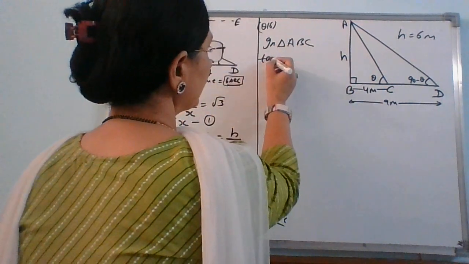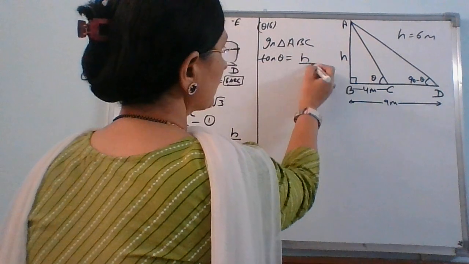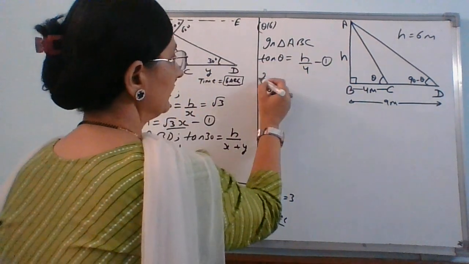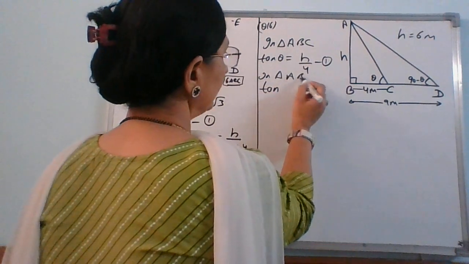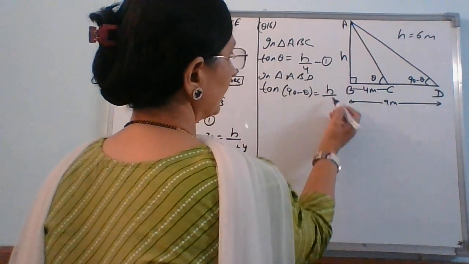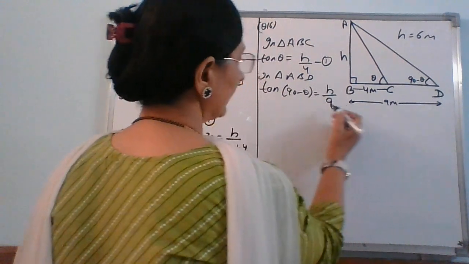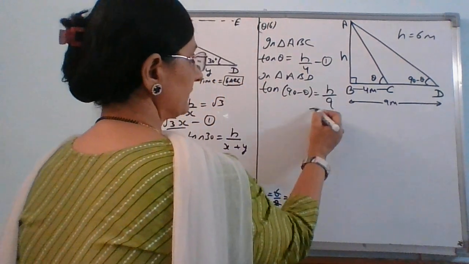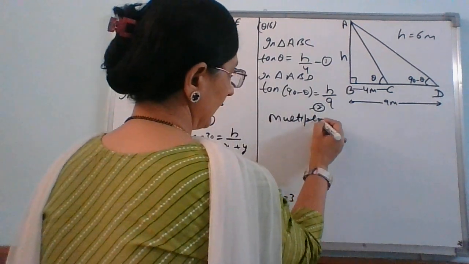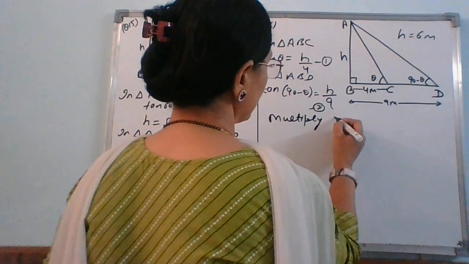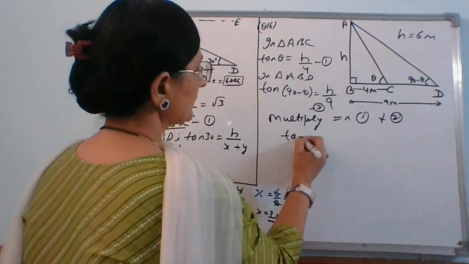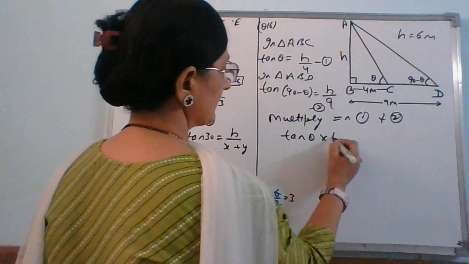triangle, right? We'll write tangent theta, that is h upon 4, number 1. So here from triangle, in triangle ABD, tan of 90 minus theta, and the value will be perpendicular upon base, base is given as 9, right? So here number 2, we will multiply equation 1 and 2, because we don't have the values, so we cannot do anything else, right?